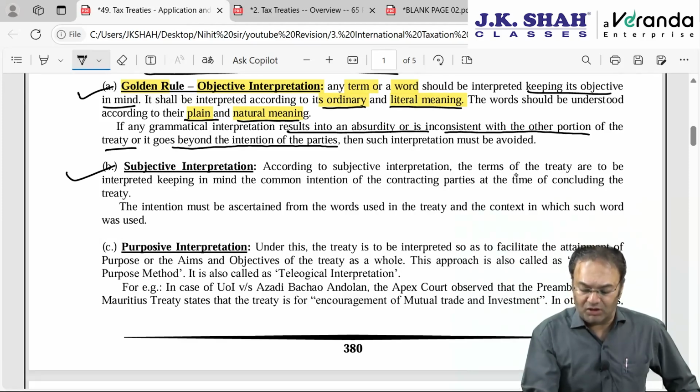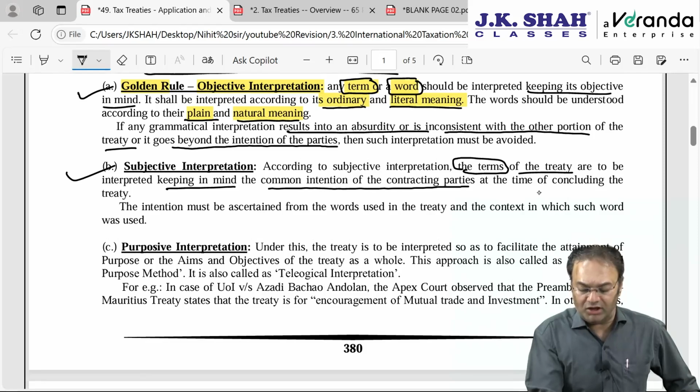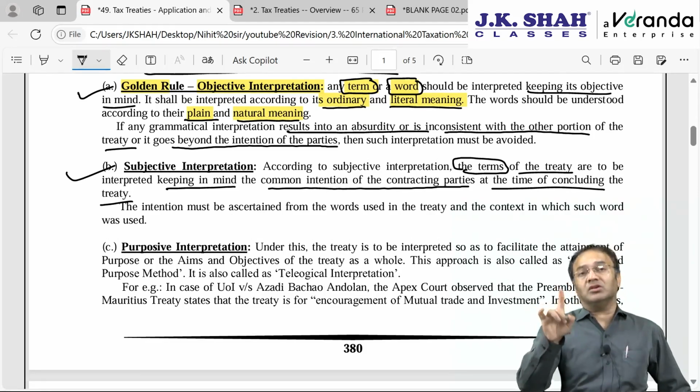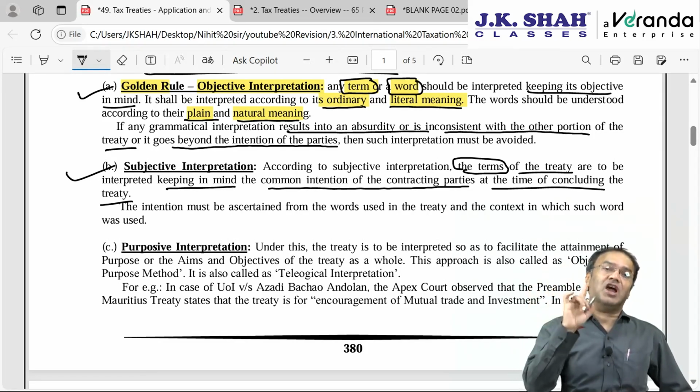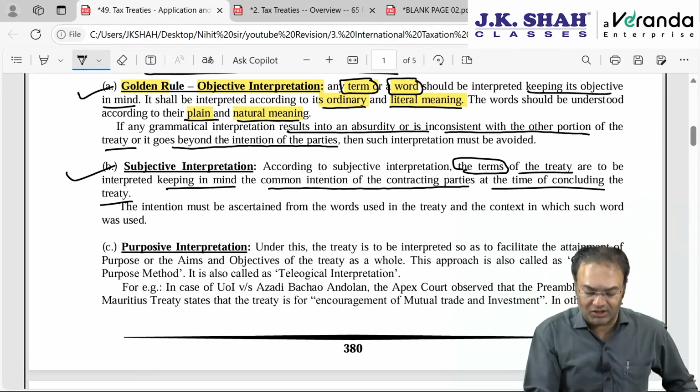According to subjective interpretation, the terms of the treaty, here again we are going to discuss interpretation of a particular word or term. Terms of the treaty are to be interpreted keeping in mind the common intention of the contracting parties at the time of concluding the treaty. So, interpretation of a particular word is subject to what was the intention of the parties at the time of concluding the treaty, at the time of signing the treaty.